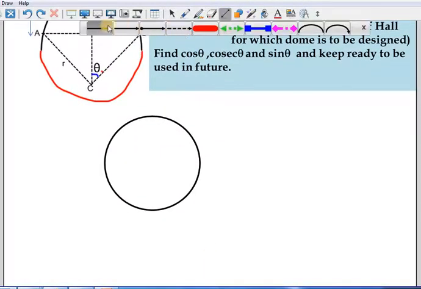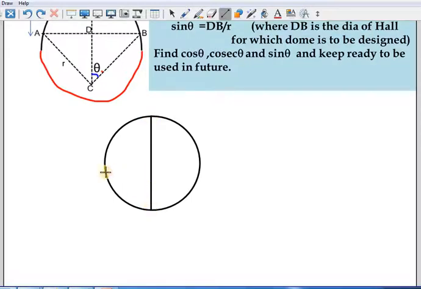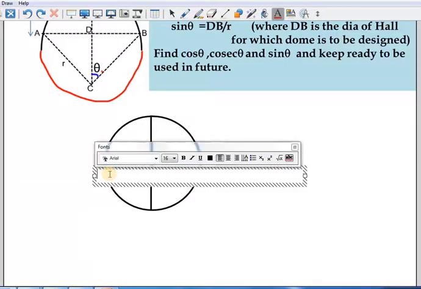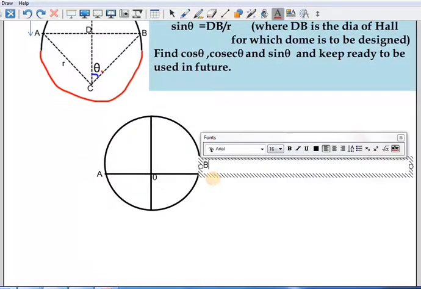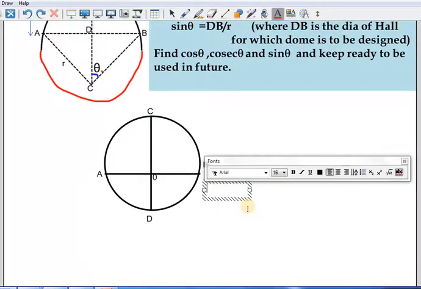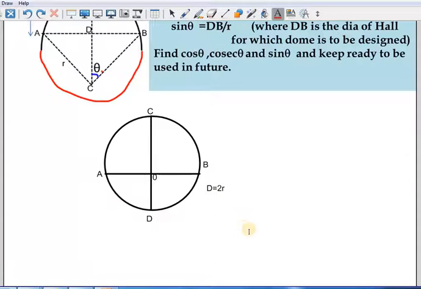So let us say this is one line, and if I take any line somewhere here, let us say this is O, the circle center. Let us say this is A, this is B, this is C, and this is D. CD is the diameter of the circle, which means D is equal to 2R, two times the radius, we know that. So I can write like this.